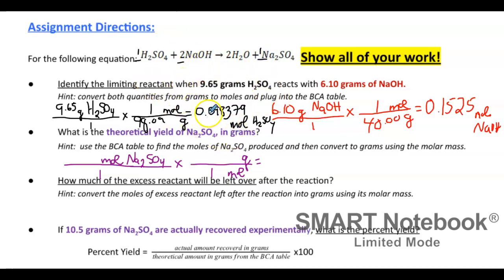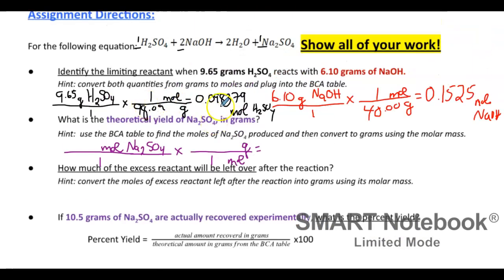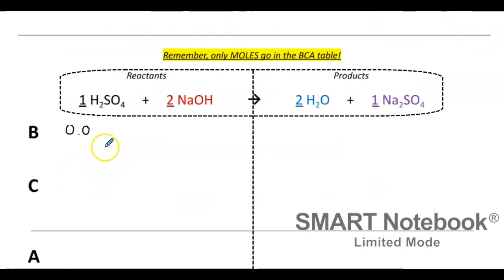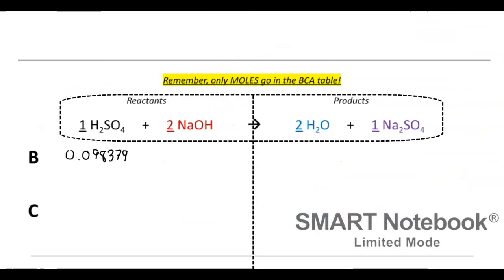So 0.098379. Before the reaction starts, I have 0.098379. And remember, only moles go into the BCA table. I'm going to leave off my units here so it doesn't get too crowded. And how much sodium hydroxide do I have? I have 0.1525 moles.